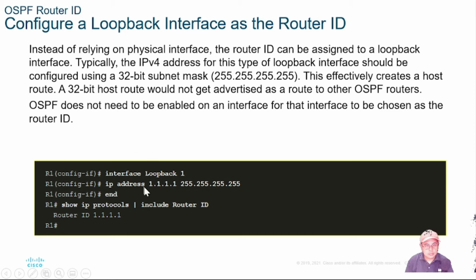Define the interface loopback address, IP address. In this case, he used the router ID 111. But we use the IP version 4 address as given in the reference topology. So after configuring, we can use show ip protocols, and then the pipe include router ID. And then it will show you the router ID of the particular router.